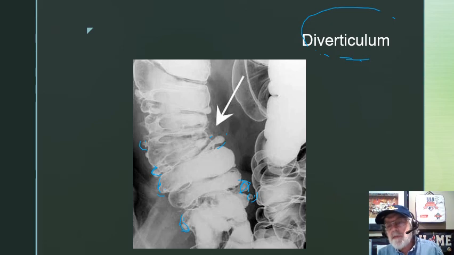And sometimes they become infected, and that would be called diverticulitis. Okay, so the fact that they have these little pouches is called diverticulosis, from a diverticulum, which is the pouch, and if that pouch becomes inflamed, it's called diverticulitis. Okay, so that's all about diverticulum.